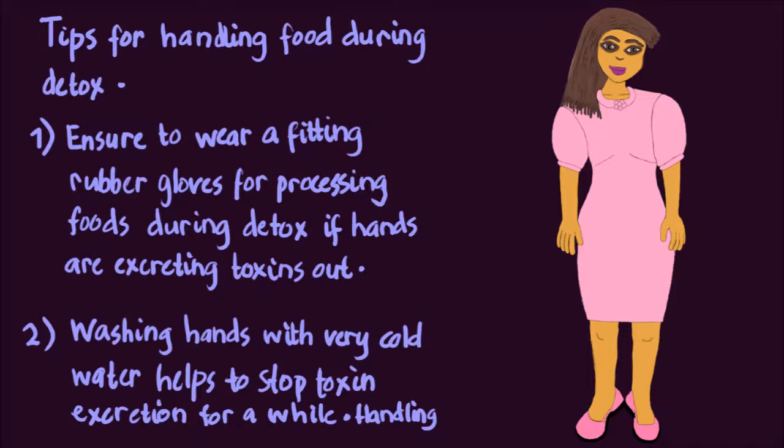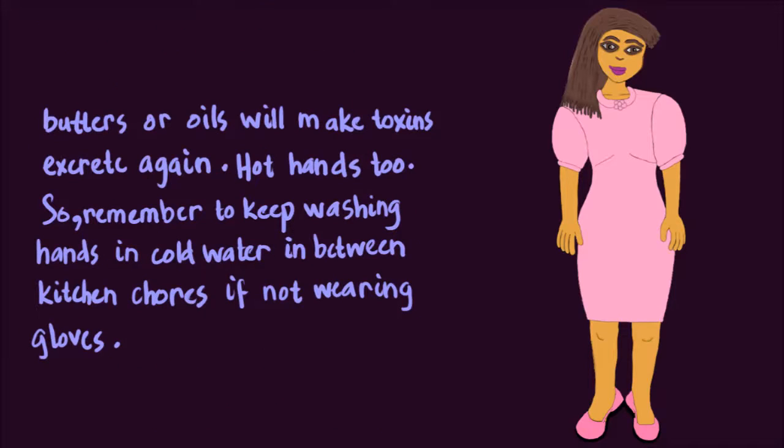Tips for handling food during detox. 1. Ensure to wear fitting rubber gloves for processing foods during detox if hands are excreting toxins out. 2. Washing hands with very cold water helps to stop toxin excretion for a while. Handling butters or oils will make toxins excrete again. Hot hands too. So, remember to keep washing hands in cold water in between kitchen chores if not wearing gloves.